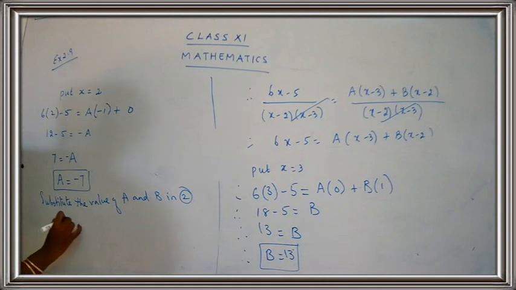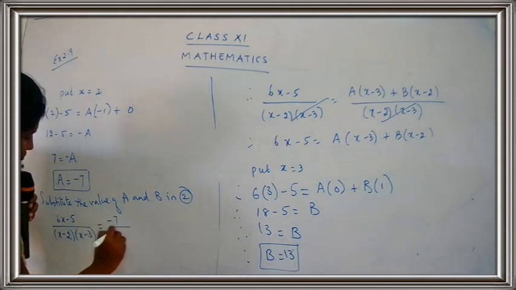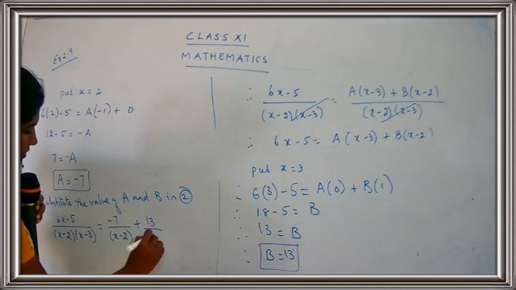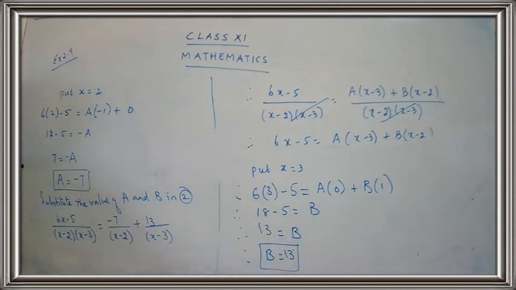So 6x minus 5 upon x minus 2, x minus 3 is equal to A. Yes, it was A. So what is A? Minus 7 upon x minus 2 plus 13 upon x minus 3. So I have just got the value for A and B, and you are going to substitute them in the second equation.